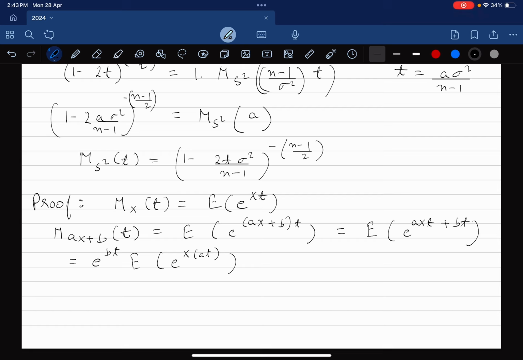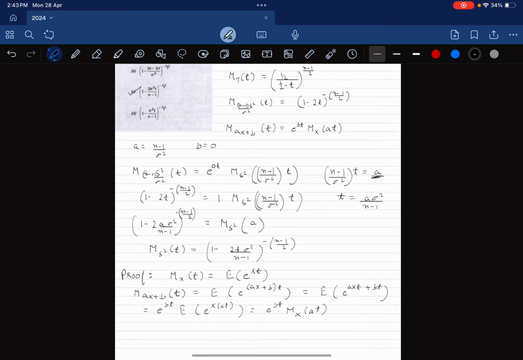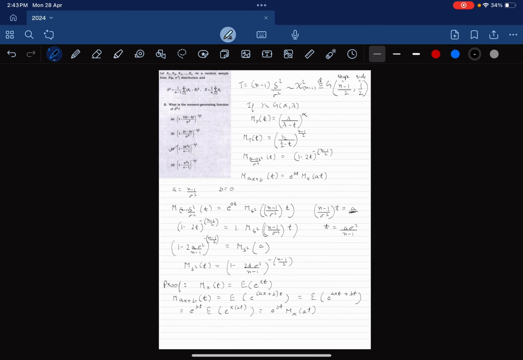Now as you can see, I have gotten this in the same format as E to the power xt, E to the power x into some constant. So I can substitute it again in this format. This will be formatted into E to the power bt, and we have already got MX of at. So this is the short proof of this, and we have gotten the answer. Thank you.